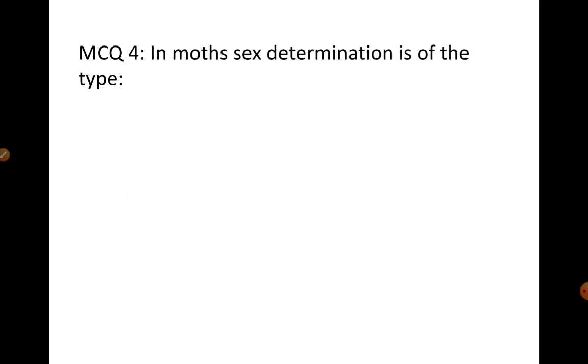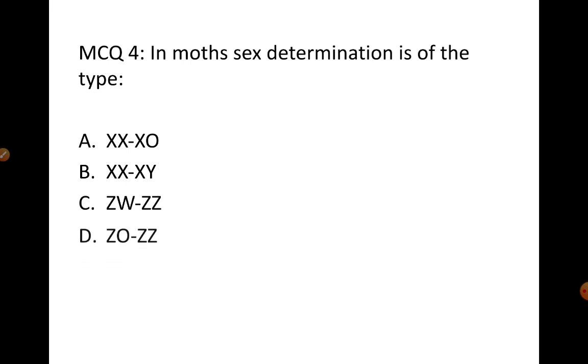The fourth question: in moths, sex determination is of the type, what kind of sex determination do you find in moths and butterflies? Is it XX and XO, or XX and XY, or is it ZW and ZZ, or is it ZO and ZZ? Which type of sex determination is seen in moths? The answer is option D, ZO and ZZ, wherein the females are heterogametic and males are homogametic.